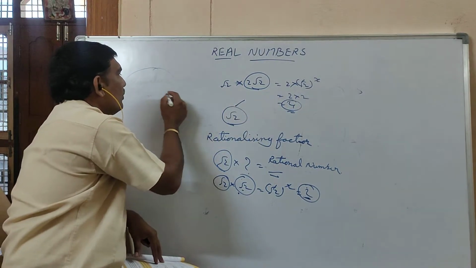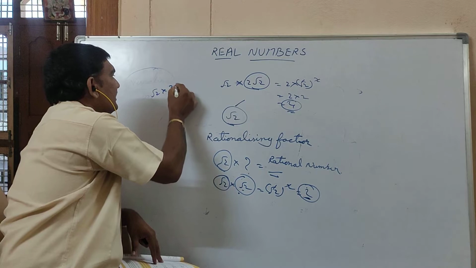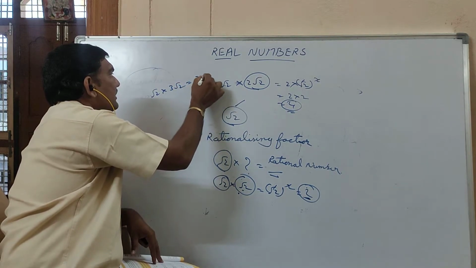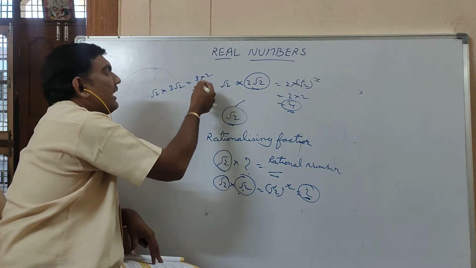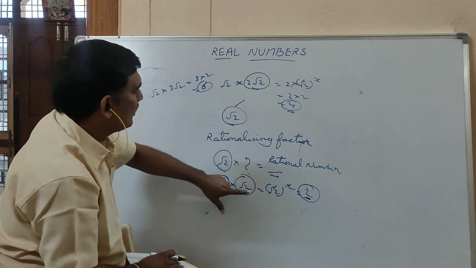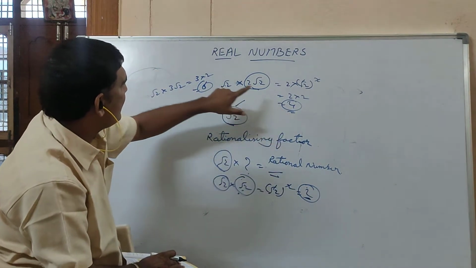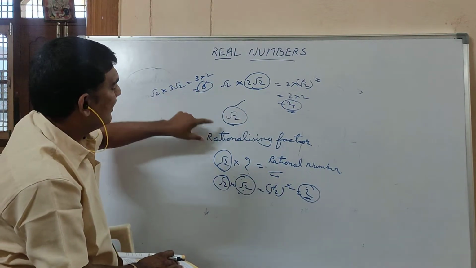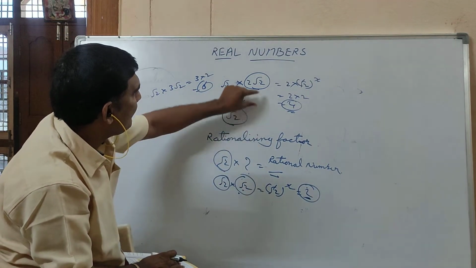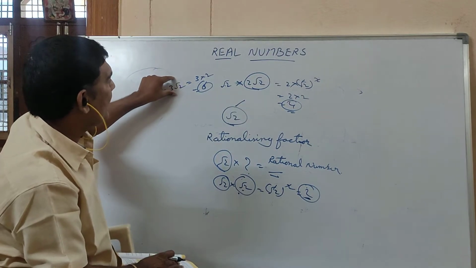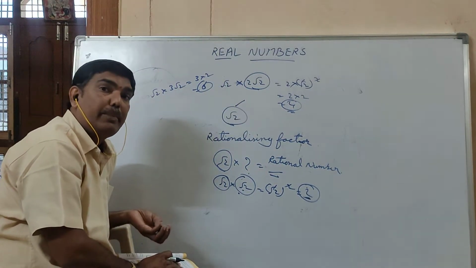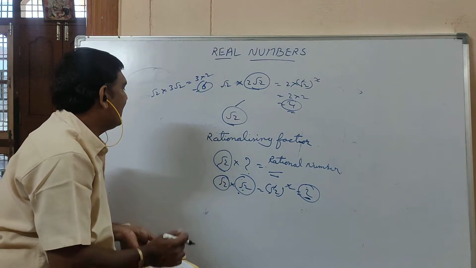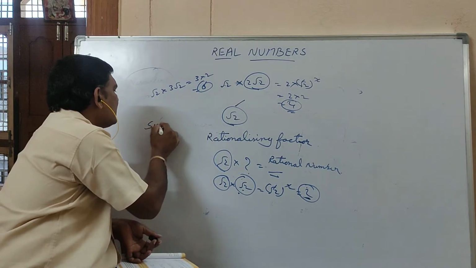Again, same root 2. If I multiply with 3 root 2, again 3 into 2, you are getting 6. 6 is again a rational number. So here, 2 is a rational number, 4 is a rational number, 6 is a rational number. So you multiply with root 2 one time, 2 root 2 one time, 3 root 2 one time. These 3 are called rationalizing factors only. But in the question, what they will ask is the simplest RF.